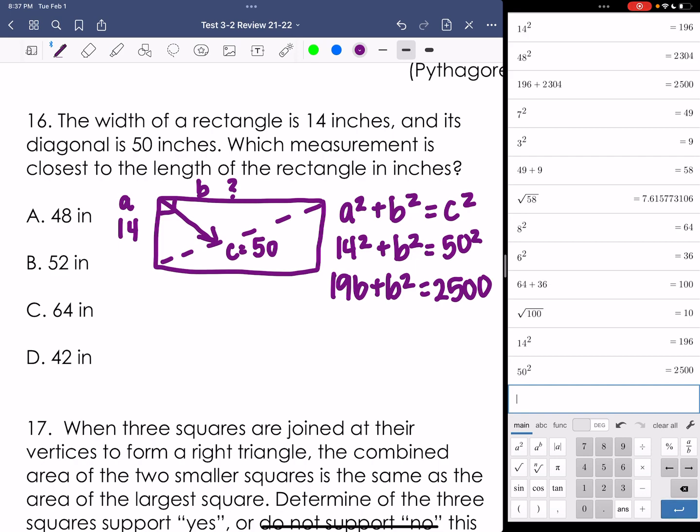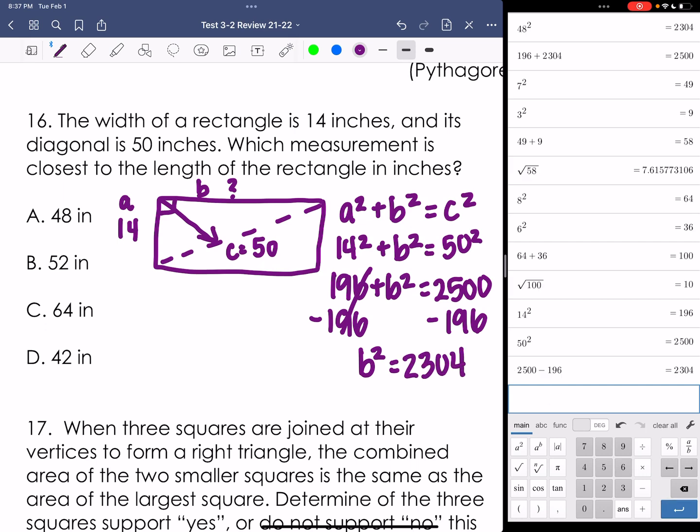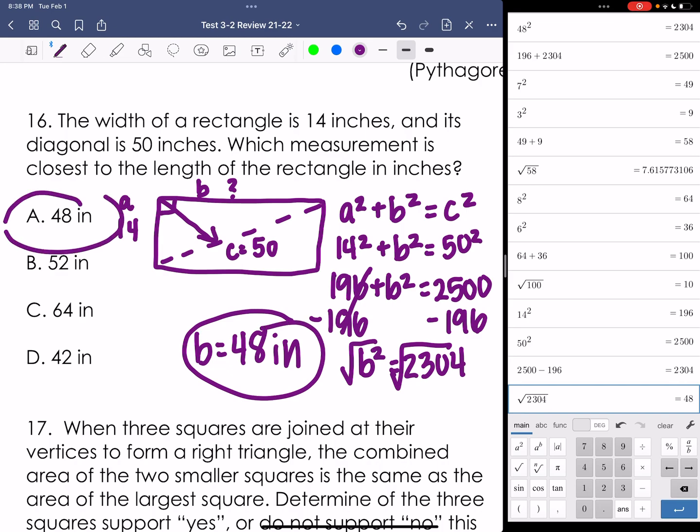Next, since my numbers are on opposite sides of the equal sign, since I have 196 being added to B squared, I'm actually going to go ahead and now subtract 196 from both sides. This cancels out. I'm left with B squared equals 2,500 minus 196, which equals 2,304. Now my last step is going to be to take the square root on both sides. So I'm going to take the square root of 2,304. And the square root of 2,304 is going to be 48 inches. So here our answer is going to be A.